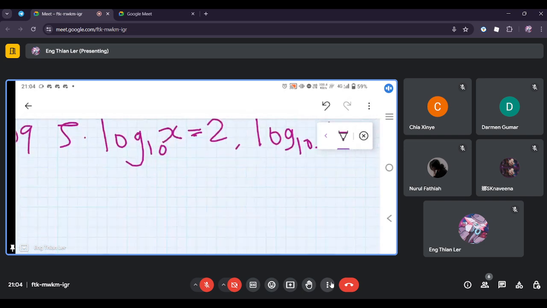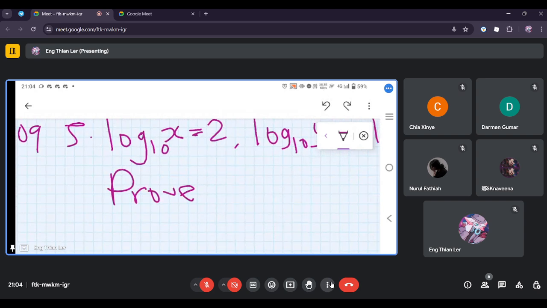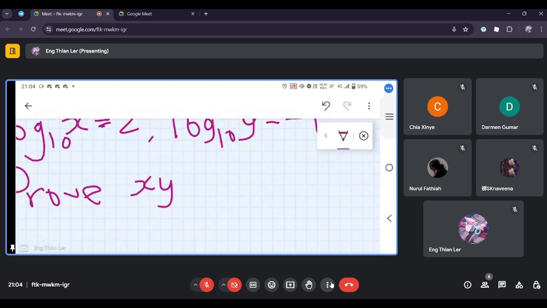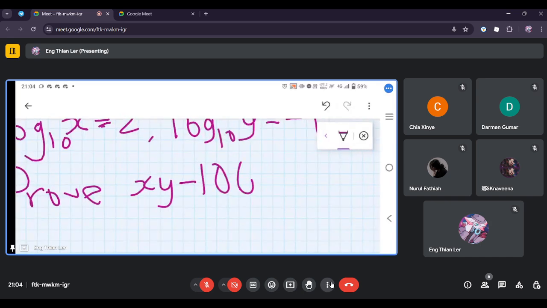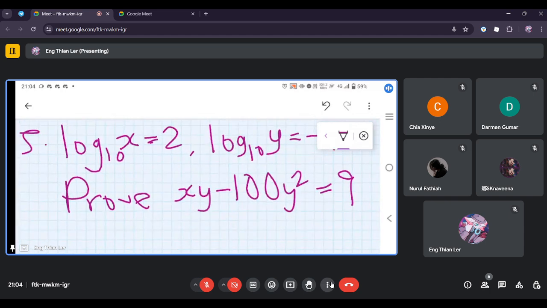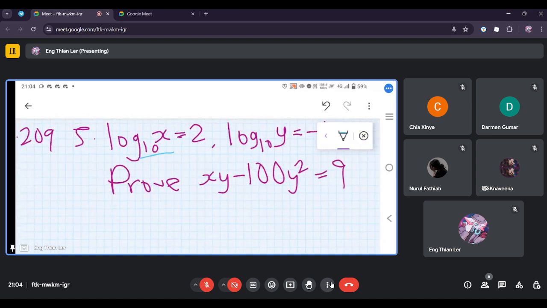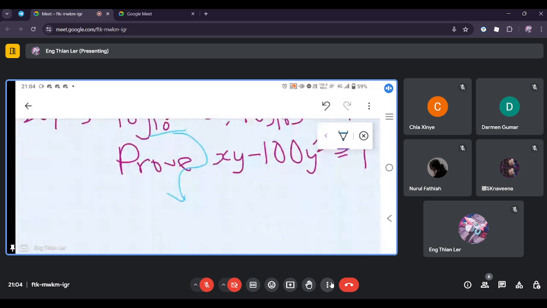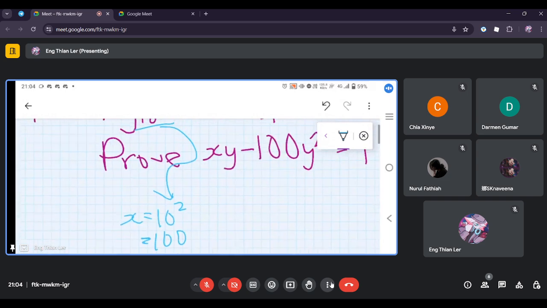Okay, so with this information, we need to prove xy minus 100y squared equal to 9. Okay, good. So we have this. Now we just need to write this in terms of x and y. Now look at this first. This is x. x equal to 10 squared, which is 100. And look at this.